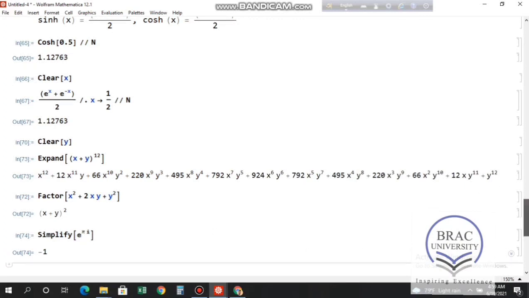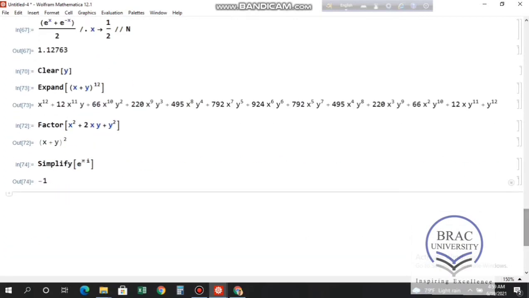Let's take a fraction inside the simplify function now. So inside the square bracket, let's write x plus y times x minus y in the numerator, and in the denominator let's write x minus y. So x minus y should get cancelled out, so we should get x plus y only.